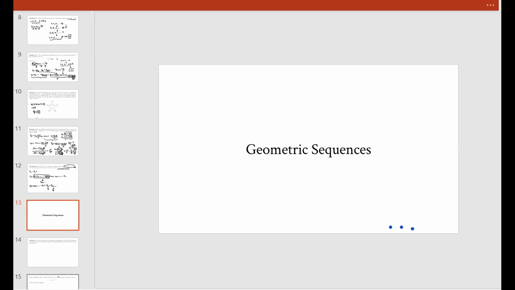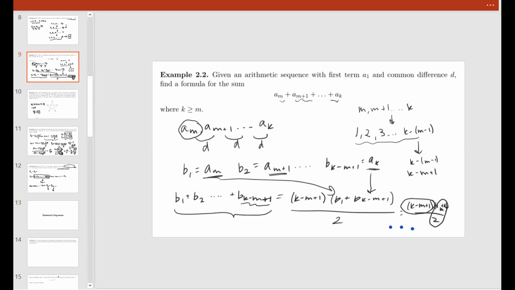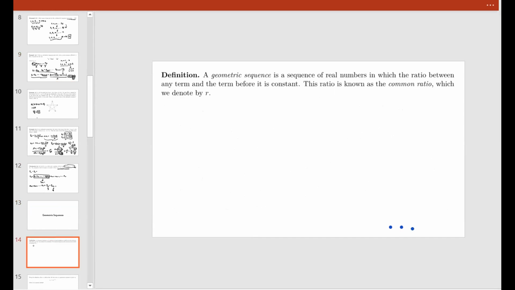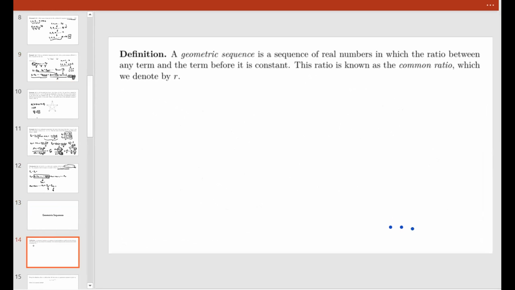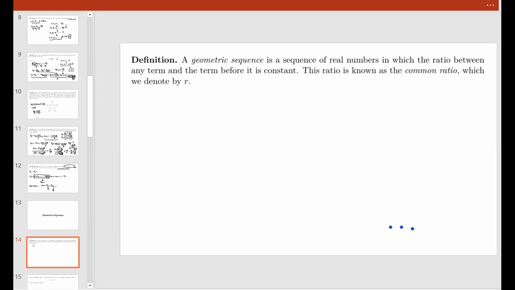So now we'll move on to geometric sequences. The definition of a geometric sequence is a sequence of real numbers in which the ratio between any term and the term before it is constant. This ratio is known as the common ratio, which we denote by r. An example of a geometric sequence would be 3 as our first term, and then 6, 12, 24, 48, 96.